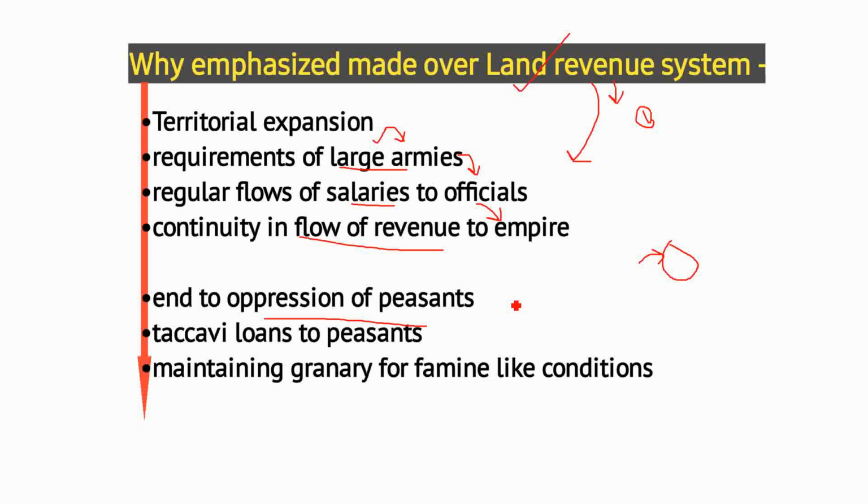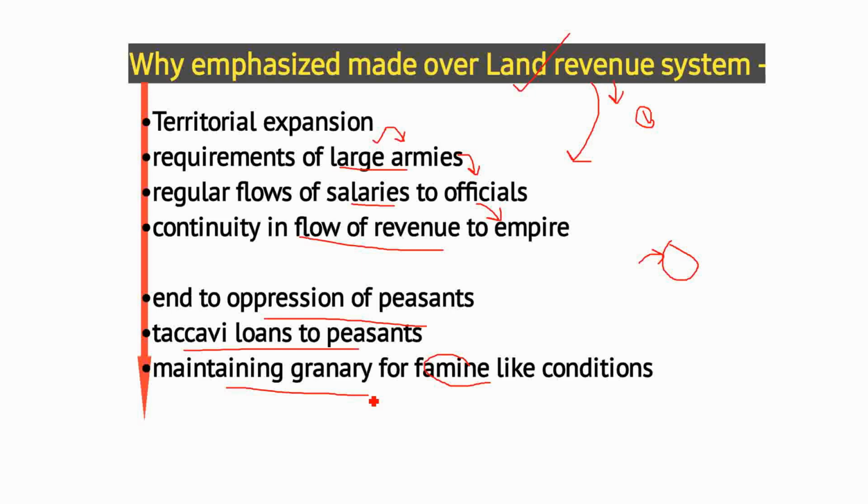When these types of land came under natural calamities, the emperor should issue a loan to help the peasants recover. So when you classify the lands on the basis of area, the Taqavi loan can be issued. Without strengthening the land revenue system, you cannot issue Taqavi loans on the basis of area. Apart from that, if a famine-like condition occurs, it is necessary to maintain a granary. And to maintain a granary, the first thing to keep in mind is that agriculture must produce a surplus. Only if surplus production occurs can you maintain a granary.